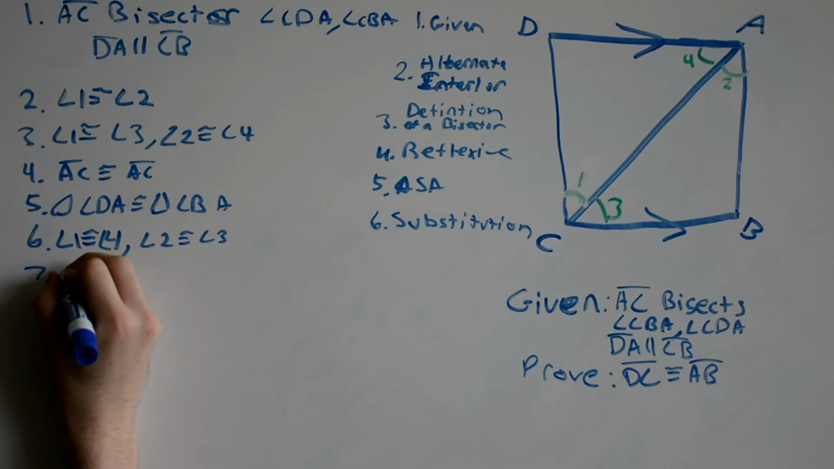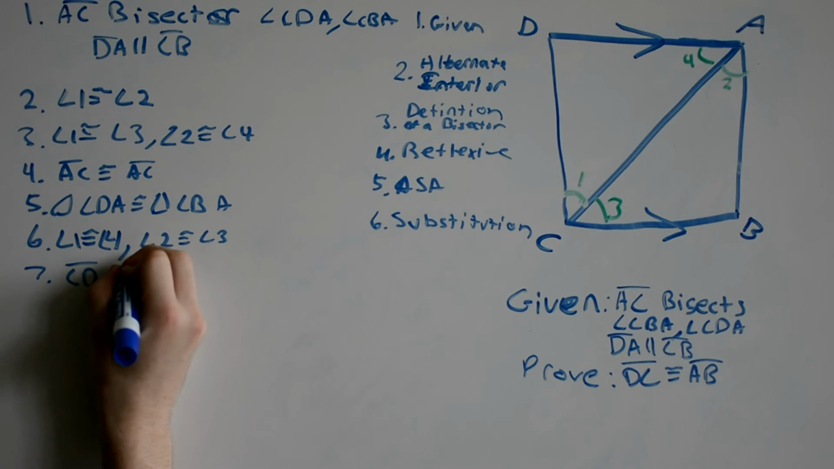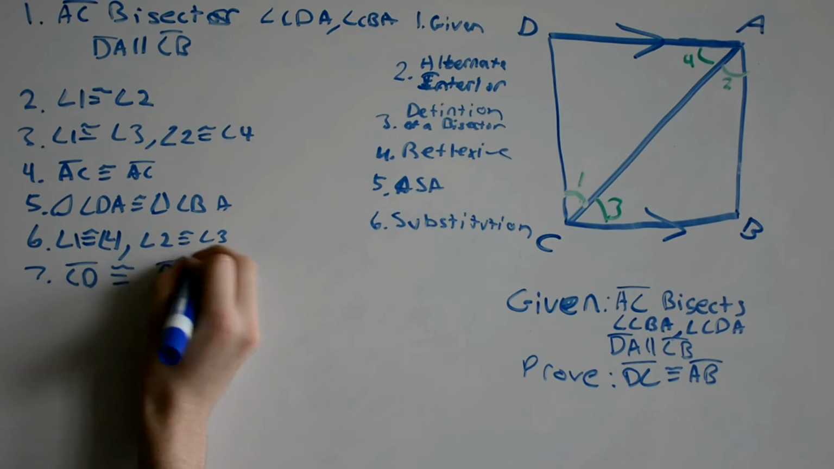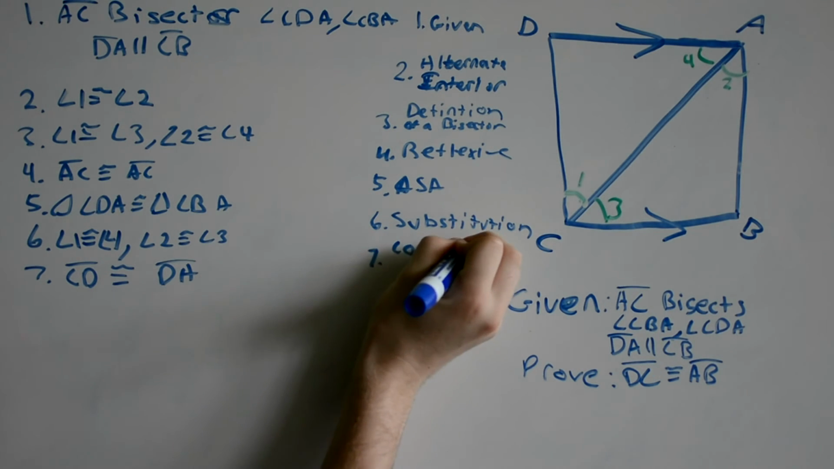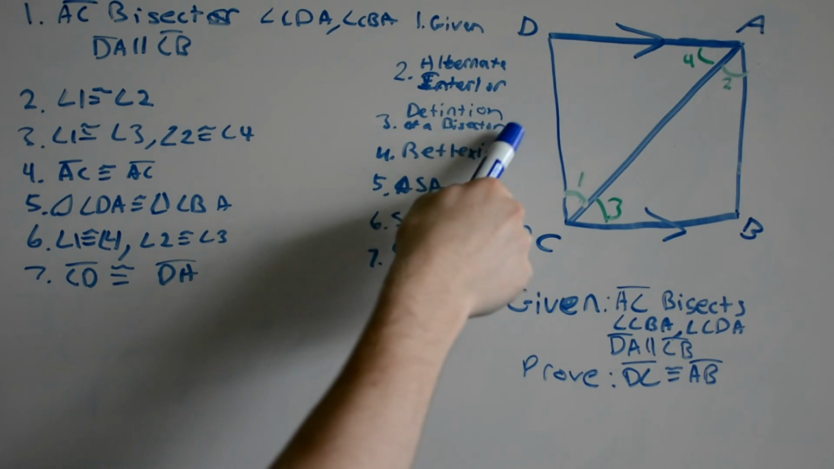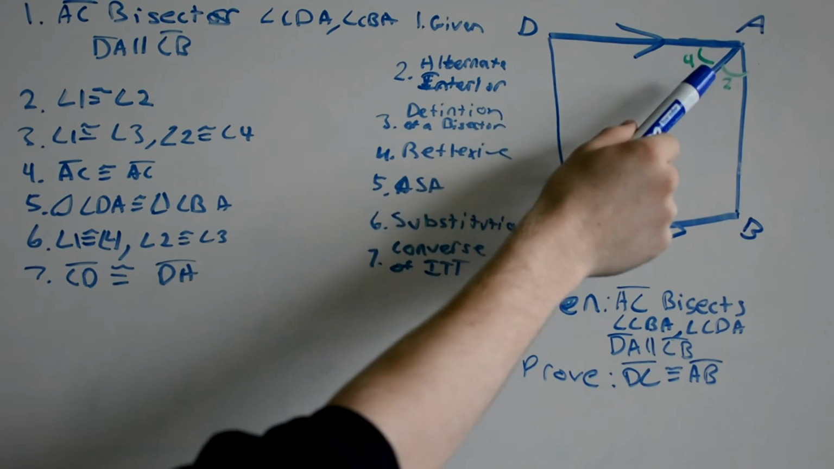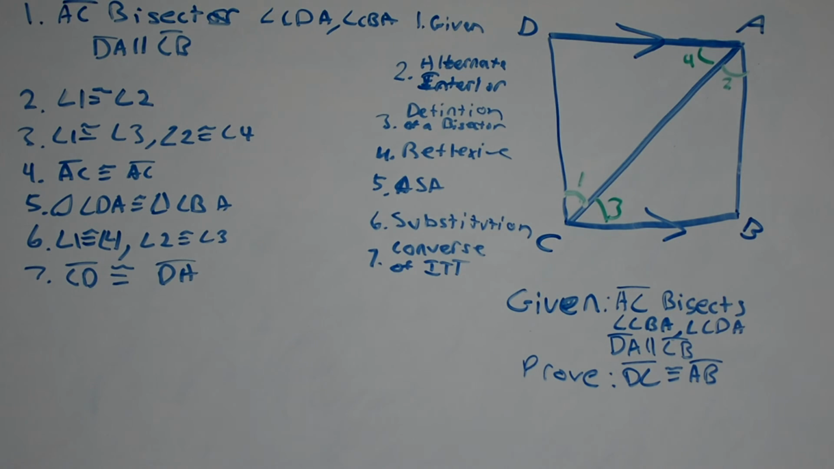You also know that CB is congruent to DA because of the converse of ITT, which says if you know two lines are congruent, then the angles here are congruent. But since you know the angles, you know the lines because of the converse of that theorem.